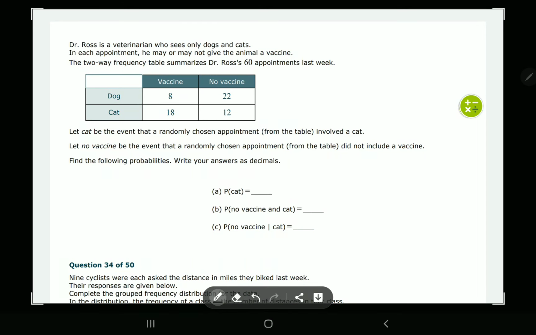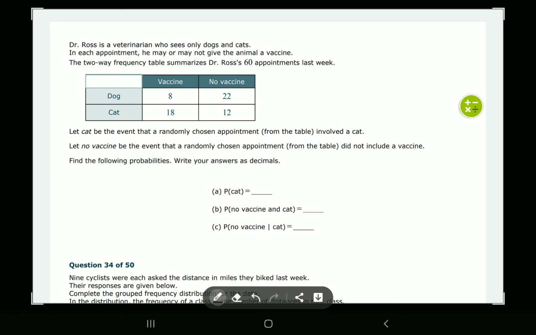33. It says Dr. Ross is a veterinarian who sees only dogs and cats. In each appointment, he may or may not give an animal a vaccine. The two-way frequency table, which we call a contingency table, by the way, summarizes Dr. Ross's 60 appointments last week.